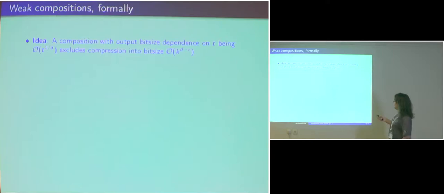So this means that if I have a composition that yields an instance not with bit size polynomial in log t and k, but with bit size poly k times t to 1 over d for some constant d, then I actually exclude the compression into better bit size than k to the d. Because the combination of the two yields the same blow up in the complexity theory.